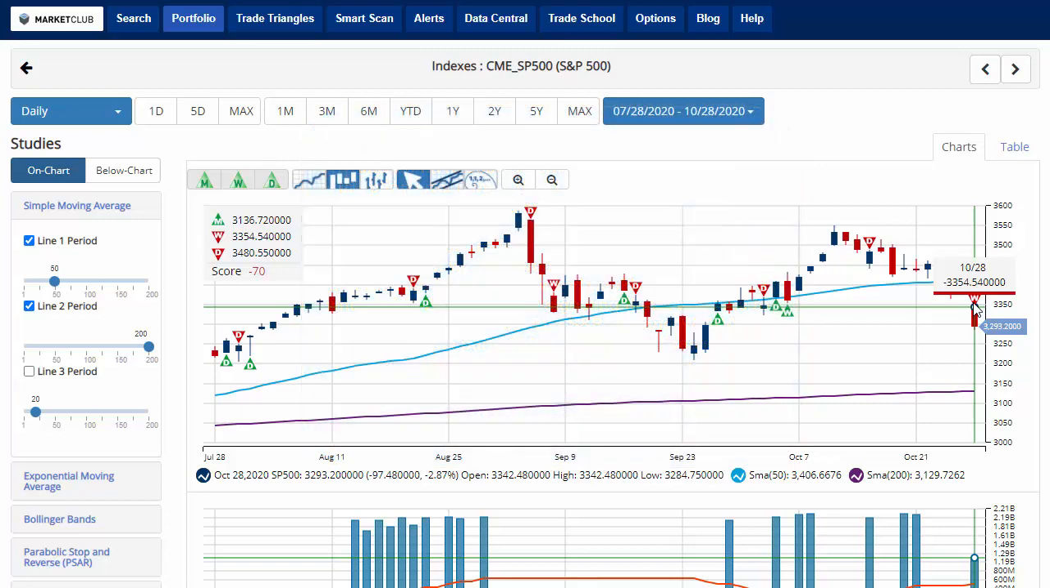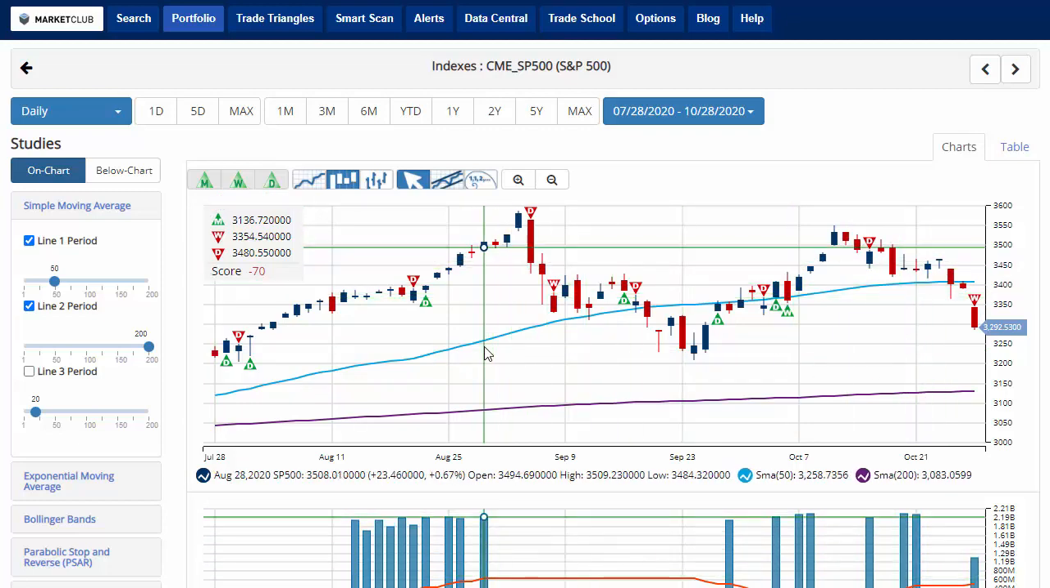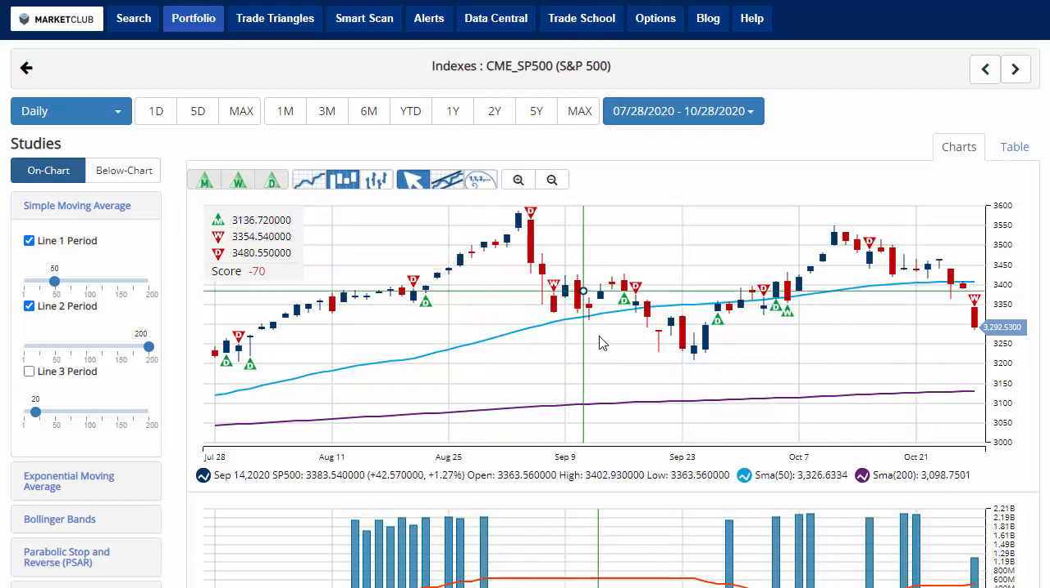Currently trading 3,293.20, down 2.8% on the day as we head into afternoon trading, issuing a new red weekly trade triangle at 3,354.54, pushing the chart analysis score to -70, indicating that we are now in a sidelines position for the S&P 500. You'll also note I have my 50-day and 200-day moving averages.